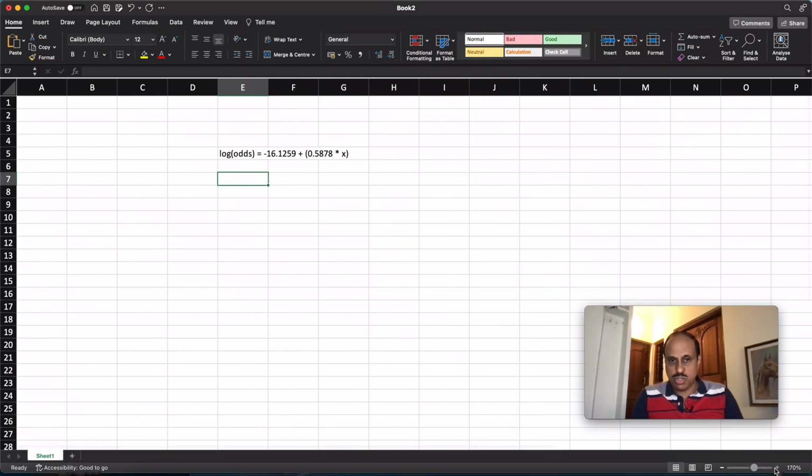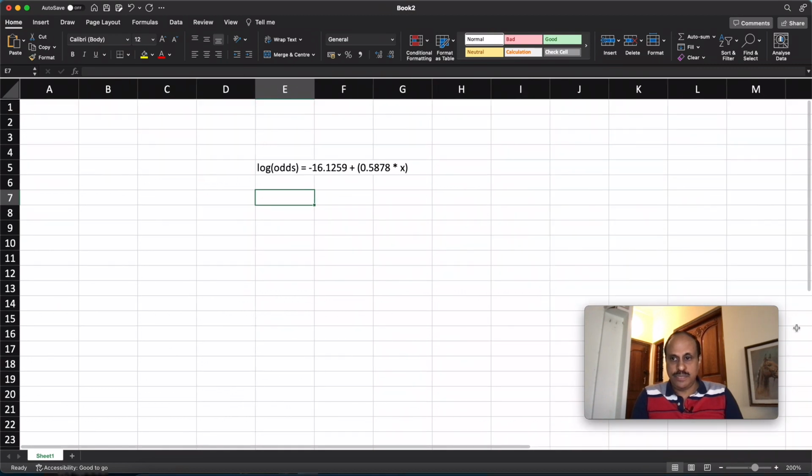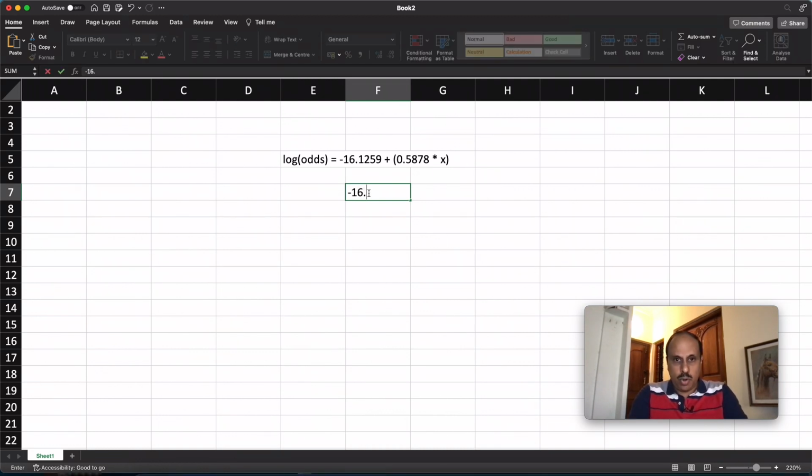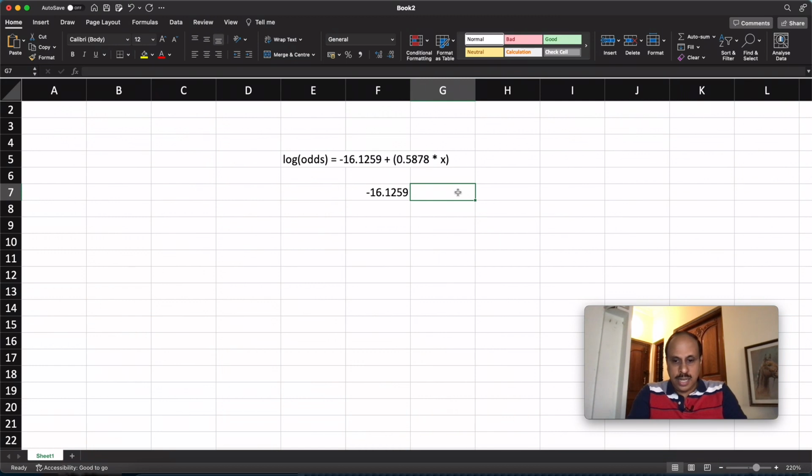So let me just zoom in a bit so that you can see it clearly and it is recorded well for easy viewing. I'm going to separate these coefficients into different columns so that I can show some computation using examples. So I'm going to say minus 16.1259 in this cell, and in the adjacent cell I'm going to say 0.5878, and in the last cell let us call it x and we are going to substitute a value for x.